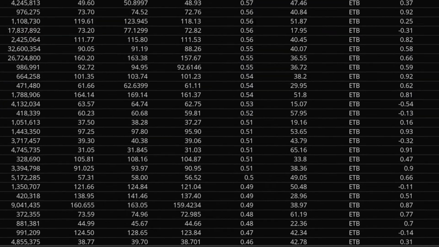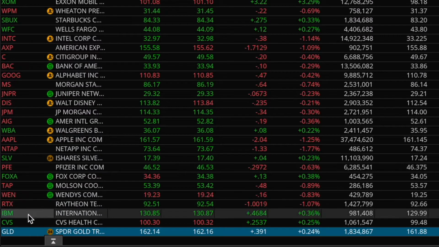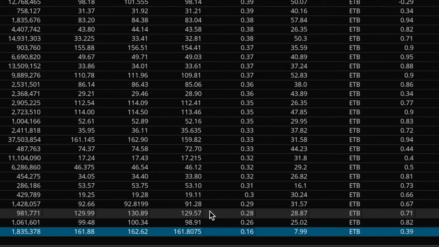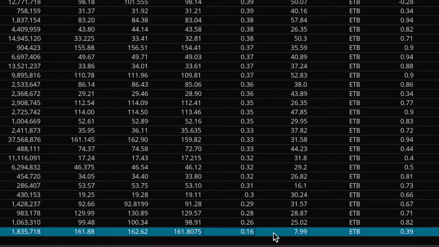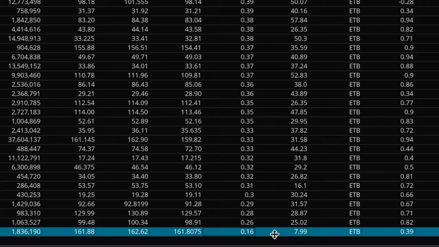Whereas compared to stocks down here with very low implied volatility, in the case of this gold ETF, GLD, the implied volatility is only 16%. And so as a result, if you wanted to trade gold for some reason, you might want to use an option buying strategy on this ETF, right? Because these options are going to be very, very cheap.